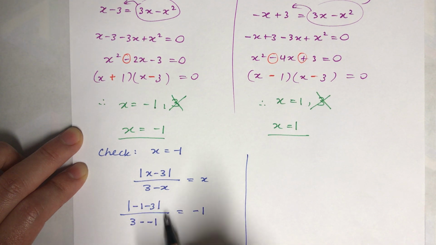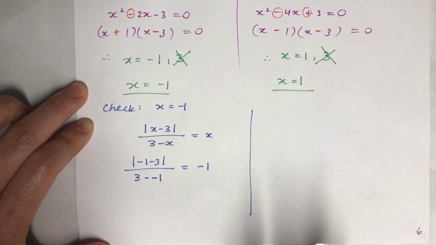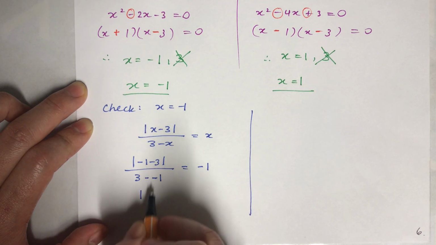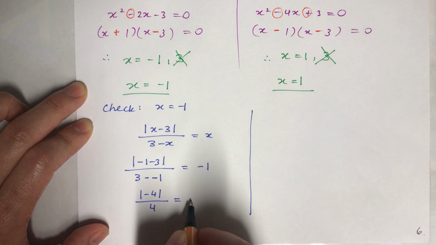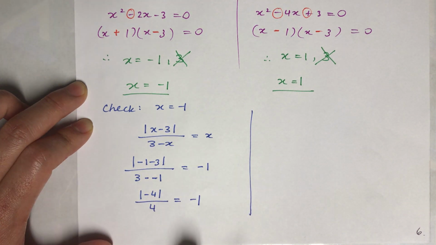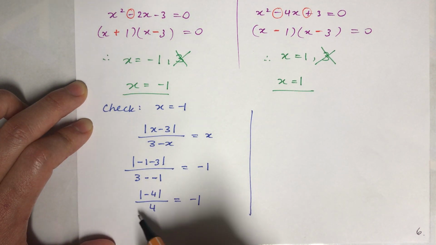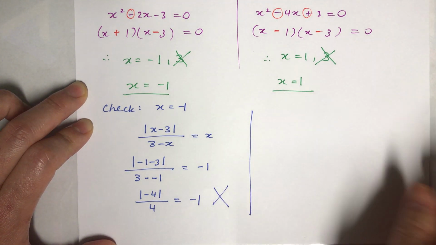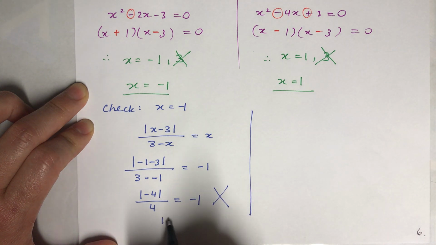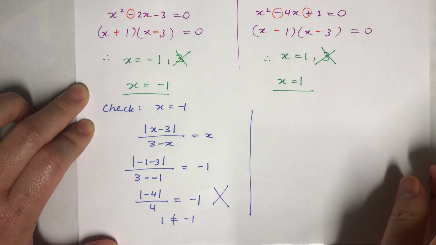And this has to be minus 1. Okay, let's see if it does. That's minus 4. 3 plus 1, 4. Now, already I can tell it's impossible because that whole thing's going to be positive and that's negative. That's not going to happen. So that's no good because it's going to be 1 equals minus 1 in the end, but that's not true.